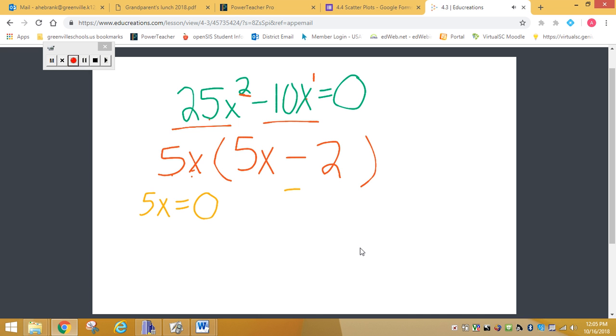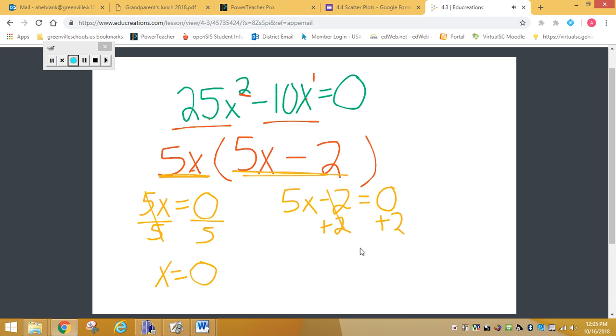I'm going to set them equal to 0. So I set this 5x equal to 0, and I set 5x minus 2 equal to 0. And we just solve it. So here I would divide by 5 on both sides, and 0 divided by 5 is 0. Here I would add 2, so that gives me 5x equals 2, and then divide by 5, and x equals 2/5. So my answers are x is 0, and x is 2/5.